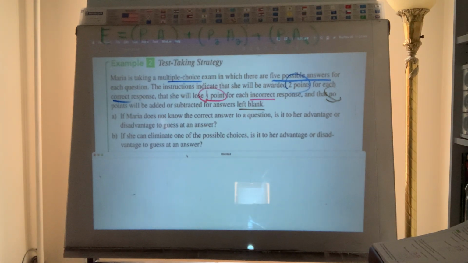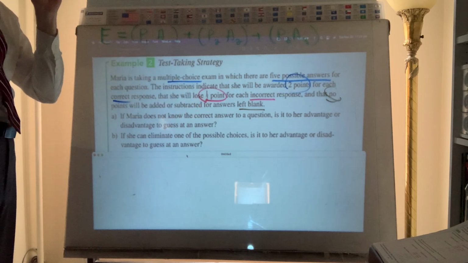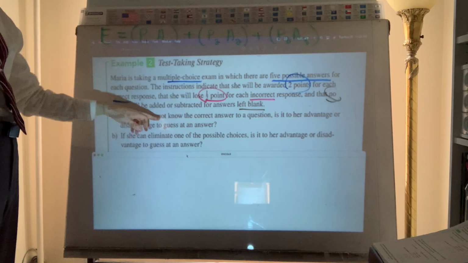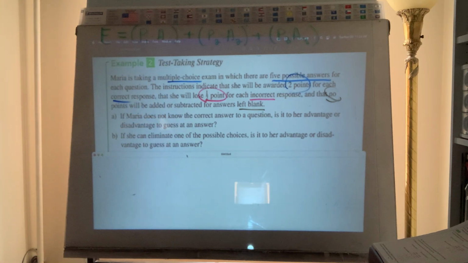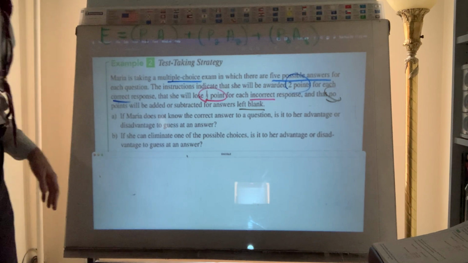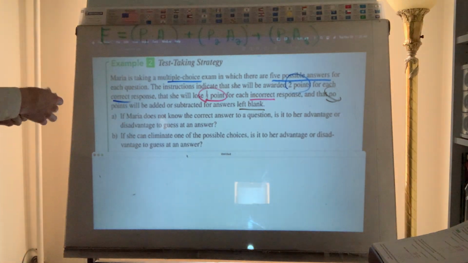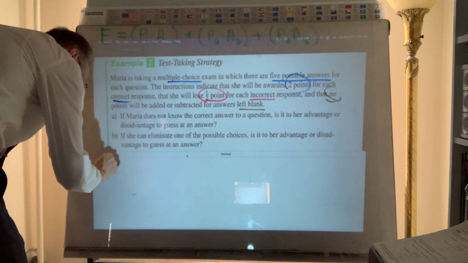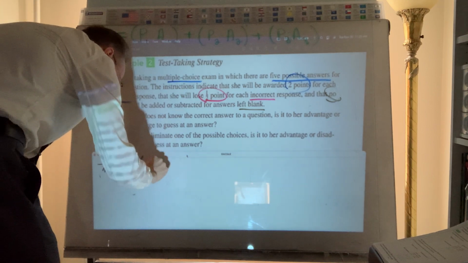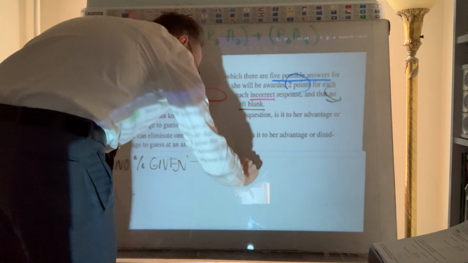Now, the first part is, if Maria does not know the correct answer to a question, is it to her advantage or disadvantage to guess at an individual answer? Let's take some time to figure out what the probability would be per answer in theory. Notice that in this problem, you're not given percentages. No percents given. So that means that you have to determine the probability yourself.